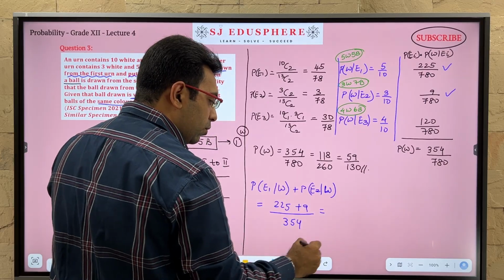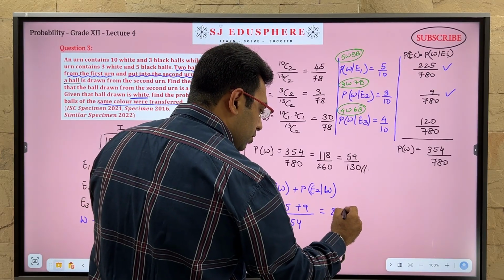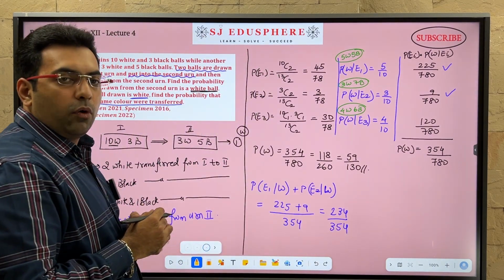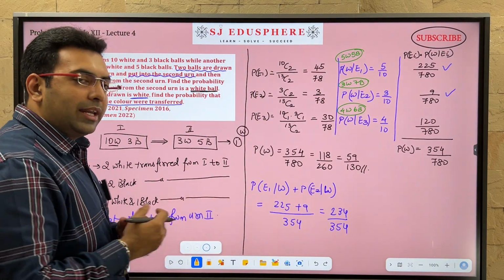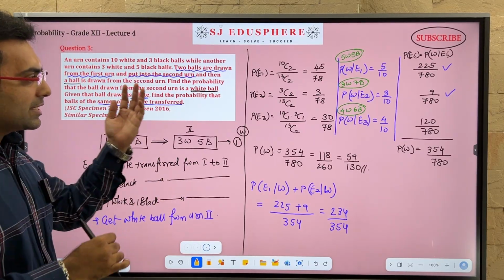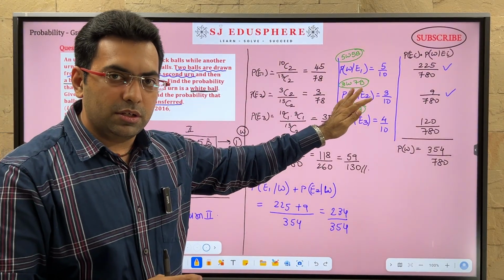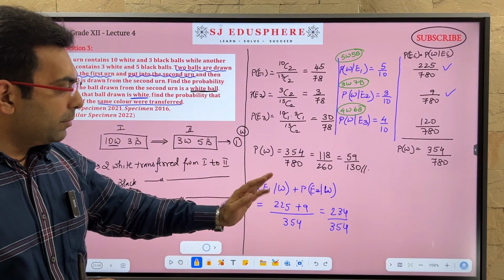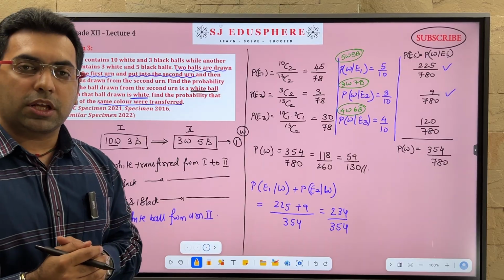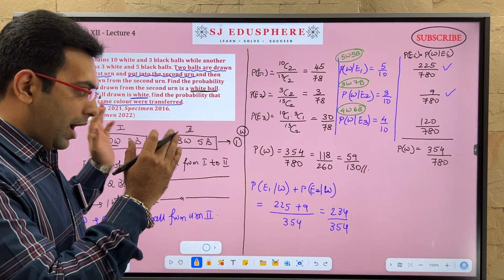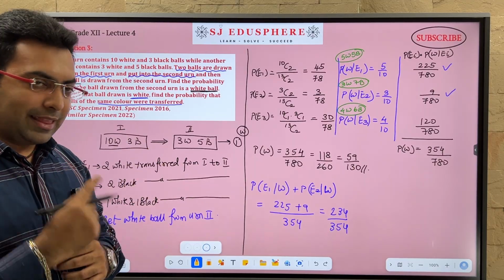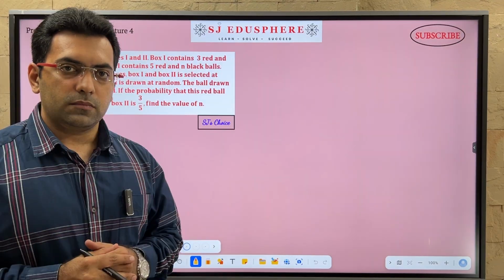That leaves me over here with 234 upon 354. And you can bring it to your least fraction here. So understand the previous case has changed the next answer, and hence your probability of getting a white ball has changed in this particular case. So understand this particular part, recall this particular part, and then we will discuss the next sum.